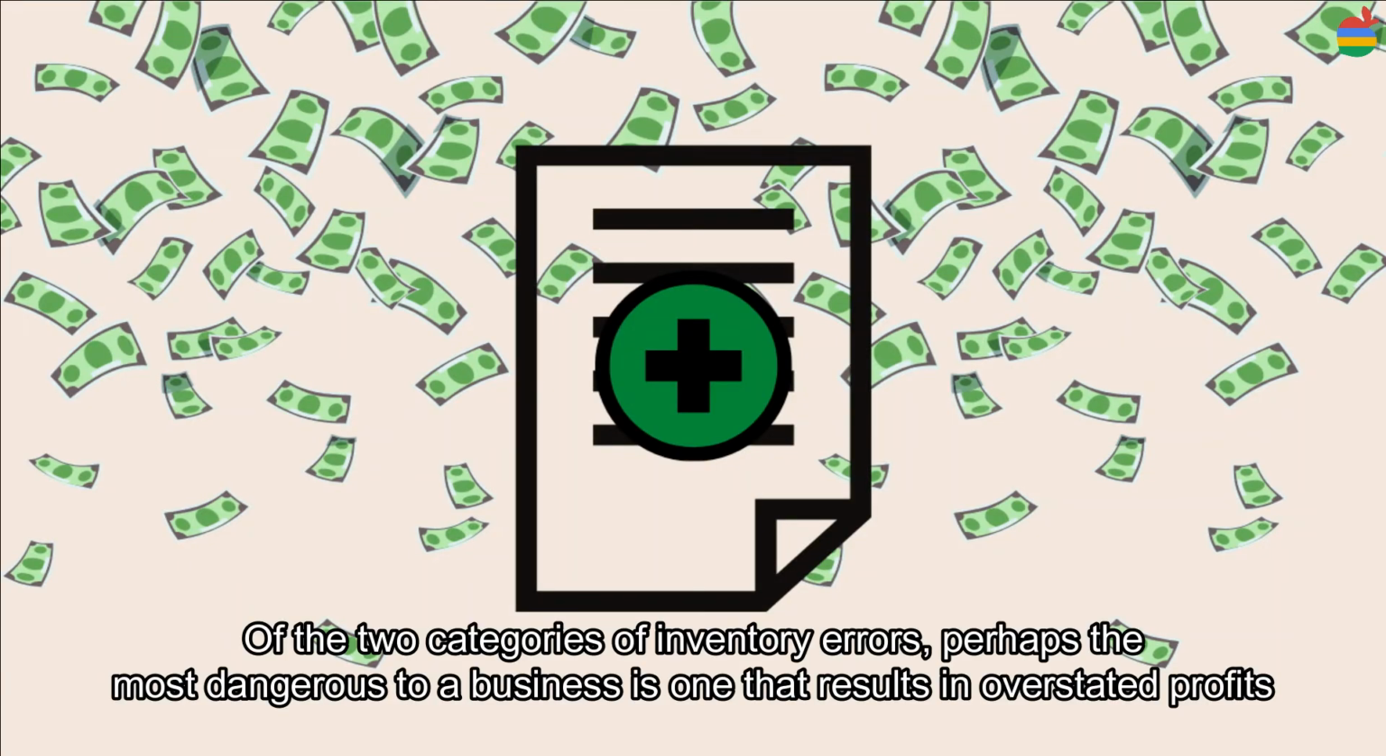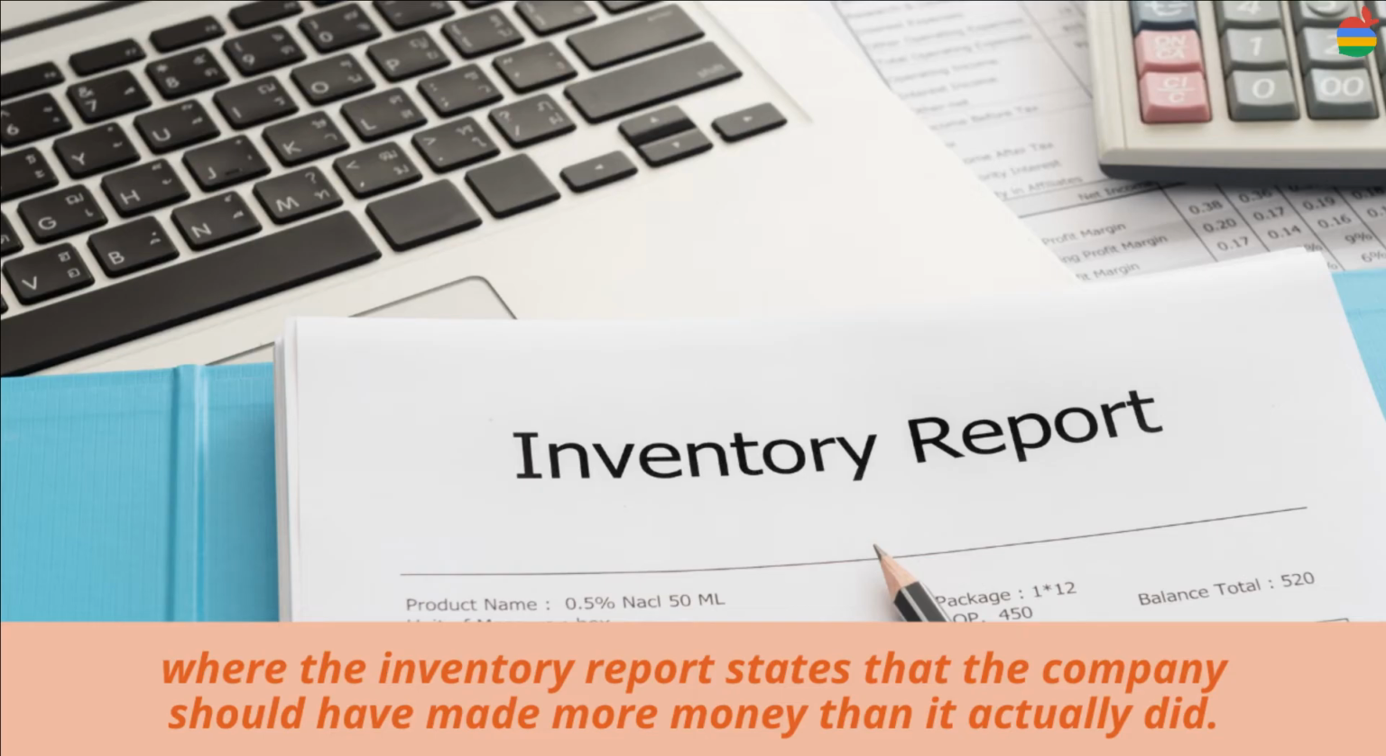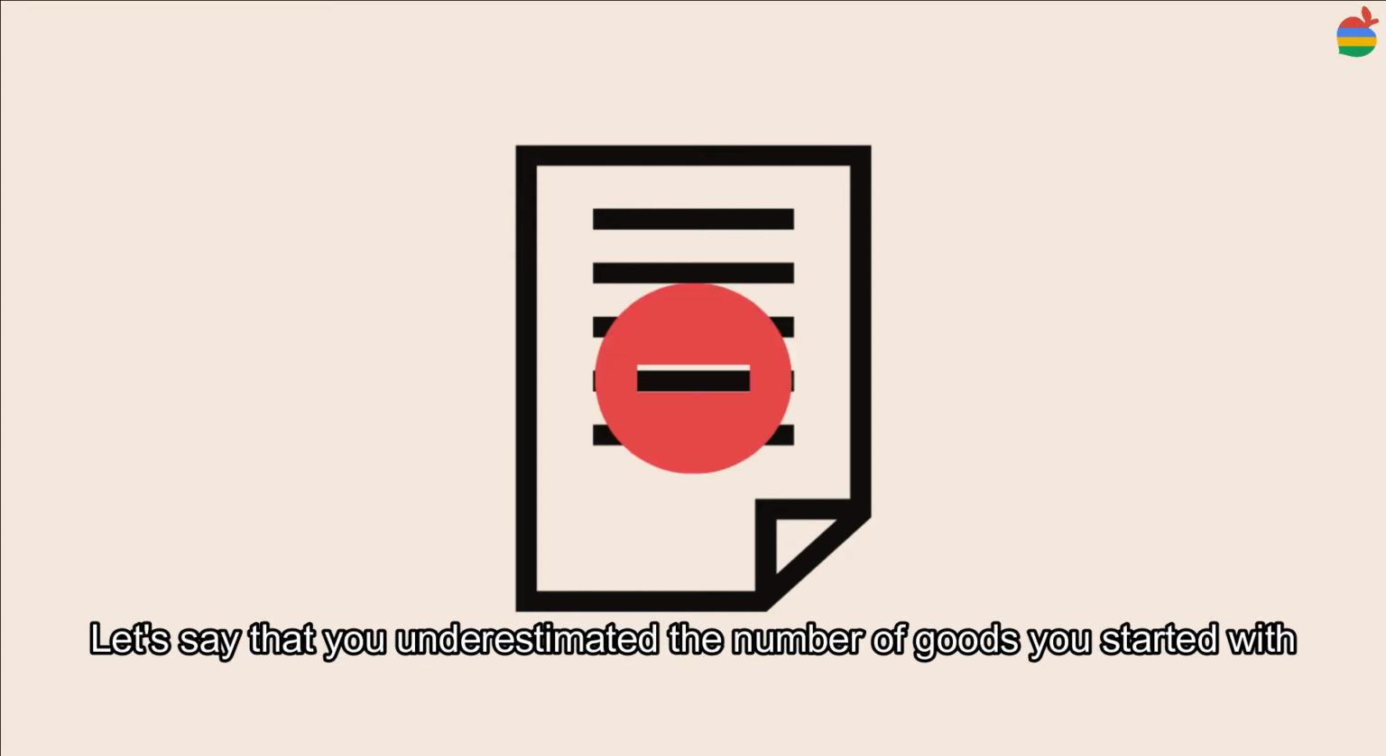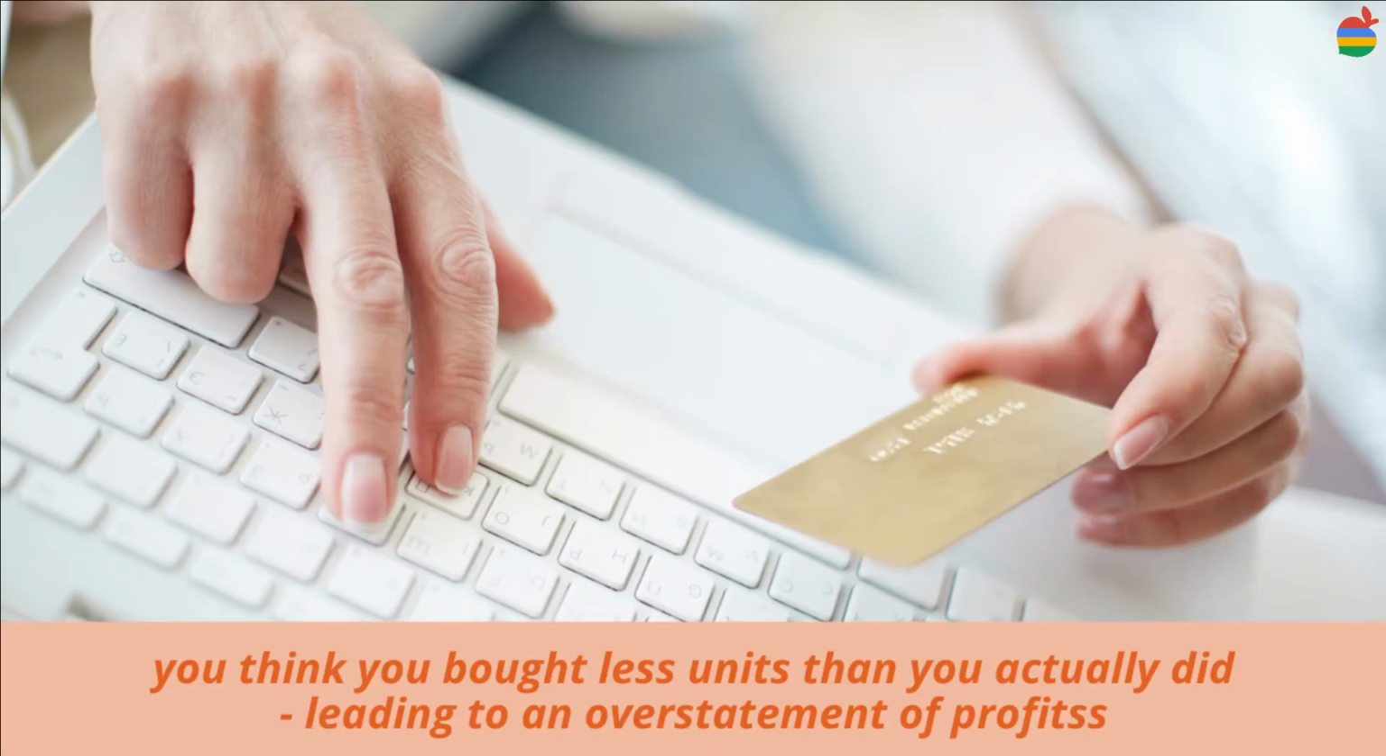Of these two categories of inventory errors, perhaps the most dangerous to a business is ones that result in overstated profit, where the inventory report states that the company should have made more money than it actually did. These overstated inventory reports can come about in a variety of ways, all of which are errors within inventory. Let's say that you underestimated the number of goods you started with. Because of this underestimation, you think you bought fewer units than you actually did, leading to an overstatement of profit.